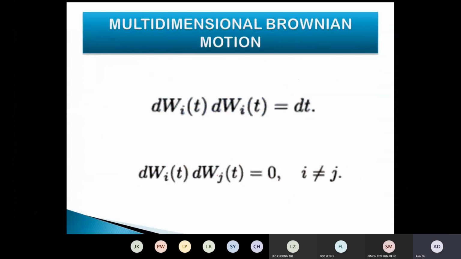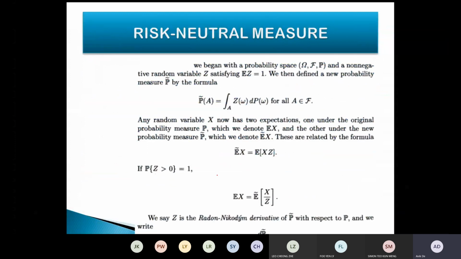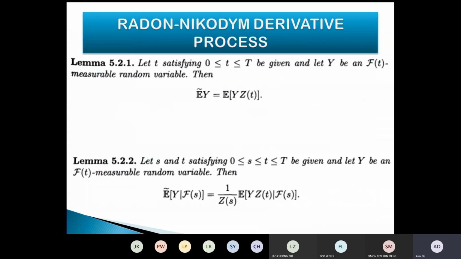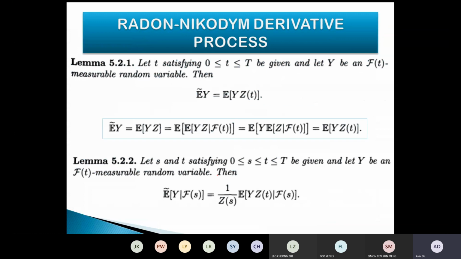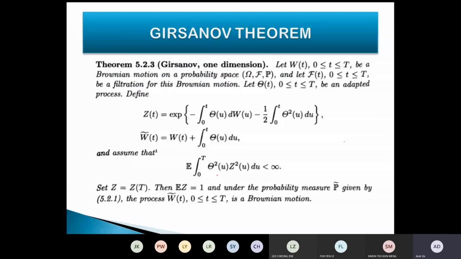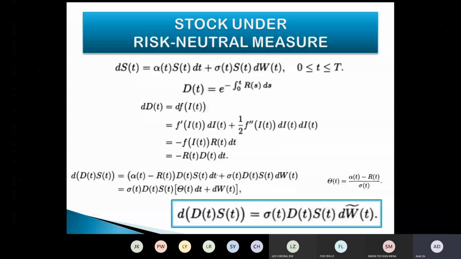So put call parity, we already discussed, multidimensional. So the risk neutral measure, I already recorded the video. I already have the voiceover. I recorded the whole risk neutral measure, up to the case where the interest rate is not fixed. So far we are dealing with a fixed interest rate r. Now we have the interest rate as r_t.